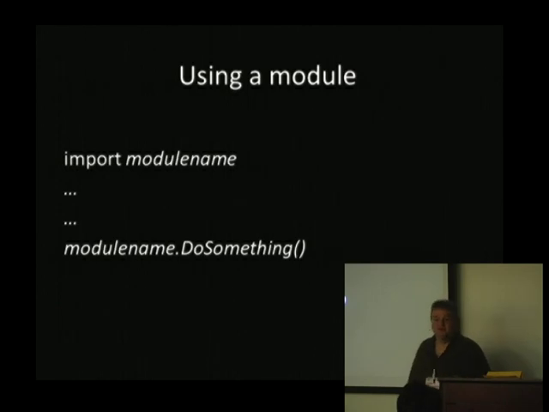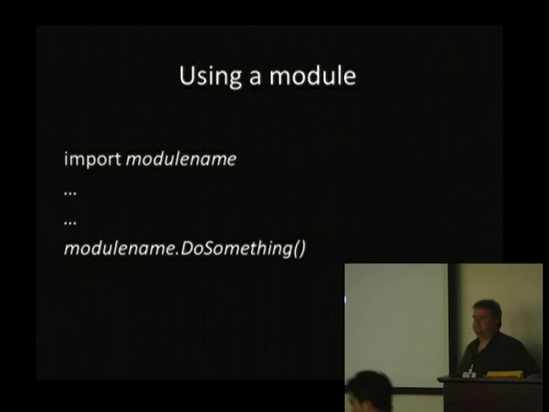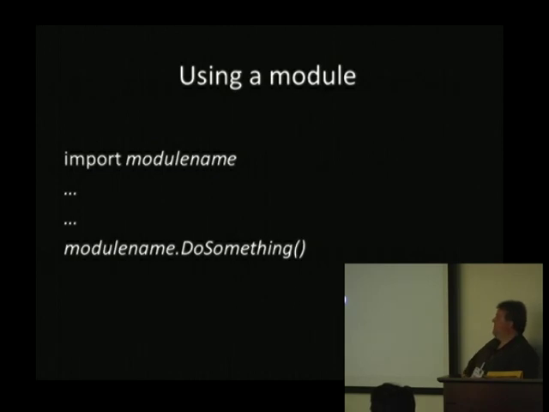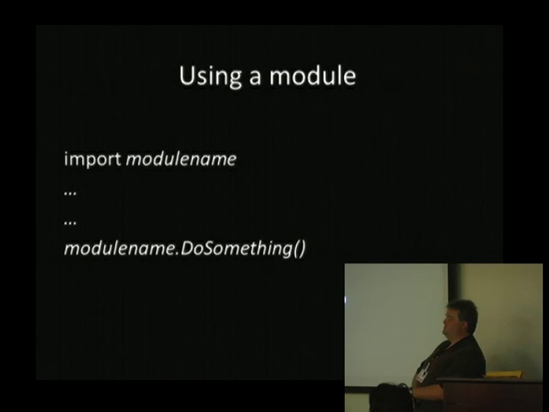So there are things, I'm sorry? Can you repeat that? Oh yes, the question was, yes, I can repeat it. So, yeah, okay. So in here he's giving the example import module name, and then he's calling module name dot do something. So he's calling the do something function within that module.